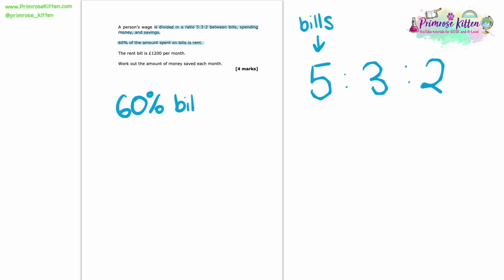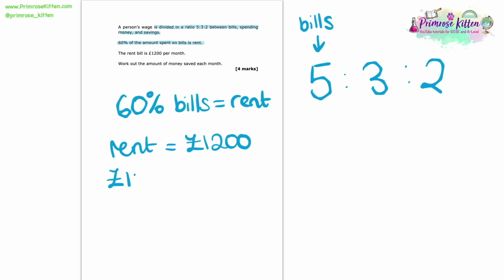Now, we're given the extra bit of information on the next line, that the rent bill is $1,200 per month. That must mean then that the rent is equal to 1,200, which is equal to 60% of the bills. So let's make this little equality here. 1,200 equals 60% of the bills. So if we know that, then we can work out what 1% is. We can go down to 1 by dividing by 60.